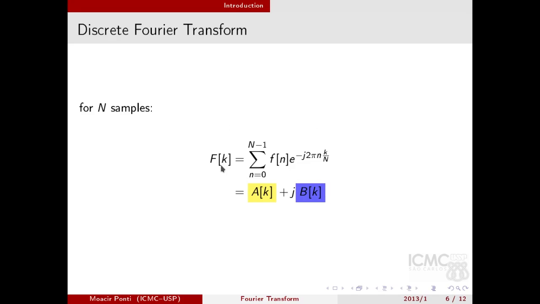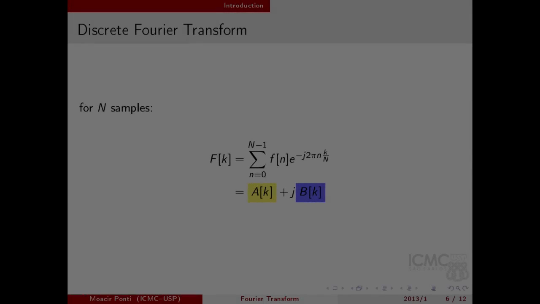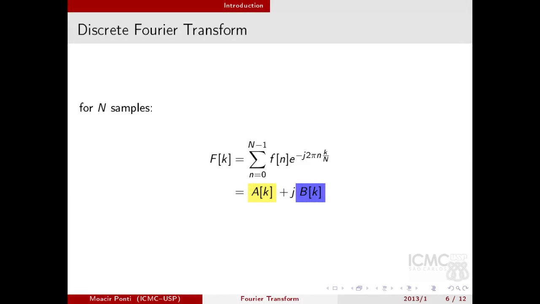Note that I change from omega to k and from t to n here to indicate that I'm now working with the discrete case. Because I don't have the function anymore, I cannot integrate from minus infinity to infinity. So what I need to do is to sum from 0 to n minus 1. In practice, then, I'm going to evaluate values of frequencies from 0 to n minus 1.